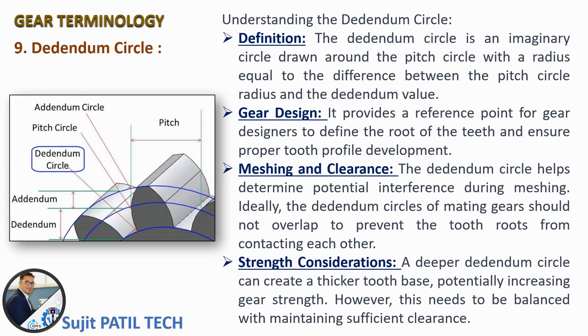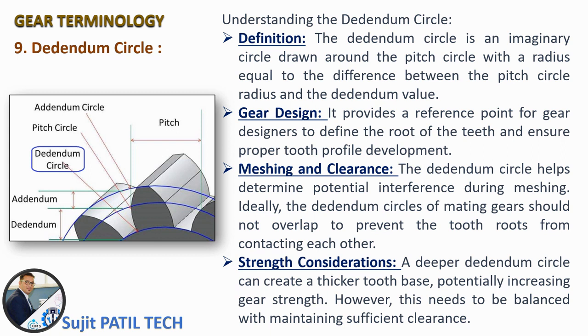9. Dedendum Circle. Understanding the dedendum circle. Definition: the dedendum circle is an imaginary circle drawn around the pitch circle with a radius equal to the difference between the pitch circle radius and the dedendum value.